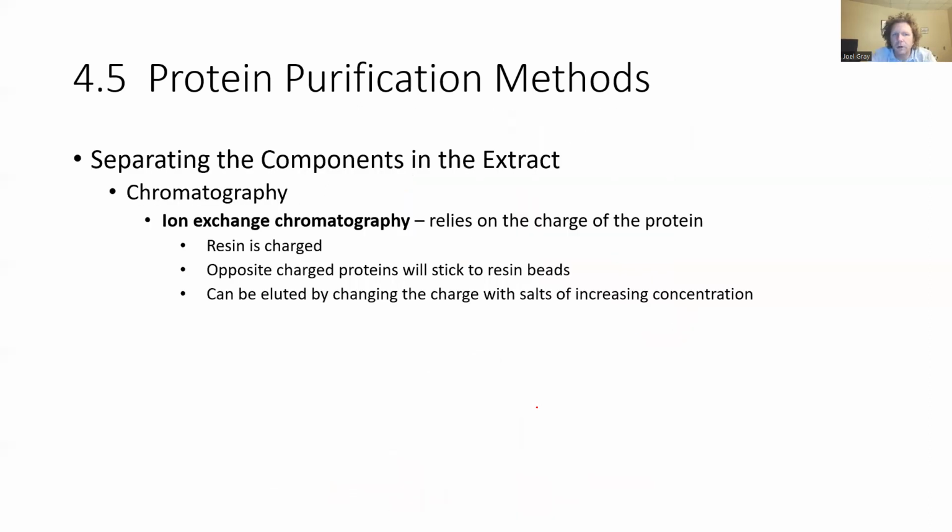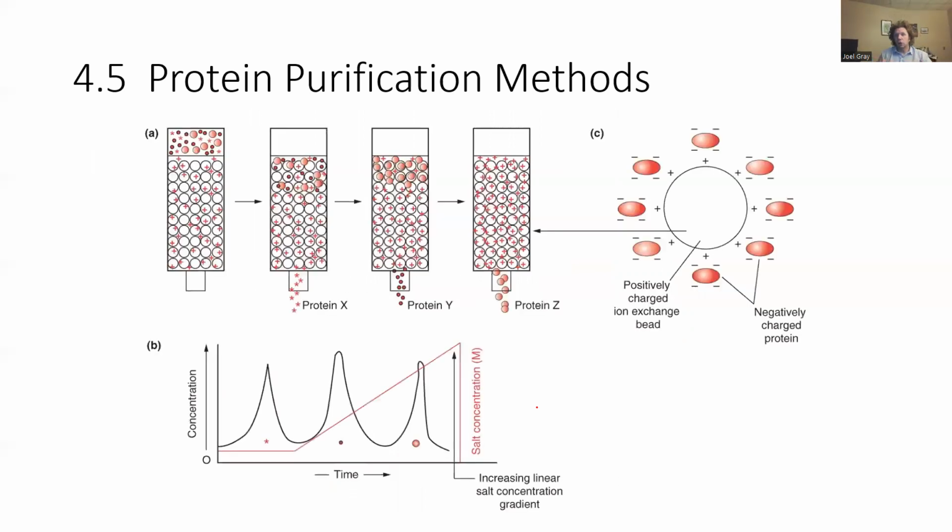So another chromatography technique, similar to gel filtration chromatography but a little bit different, is ion exchange chromatography. In ion exchange chromatography, you've got two different major types: cation exchange chromatography and anion exchange chromatography. What makes these different is we don't care about the size of the proteins. Instead, what we care about is the charge.